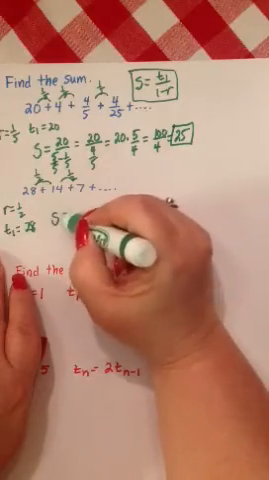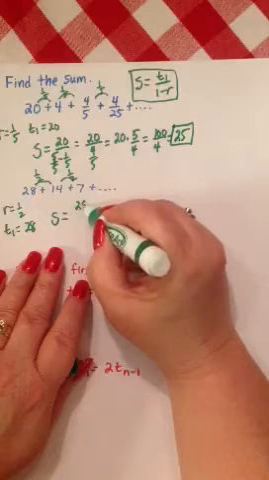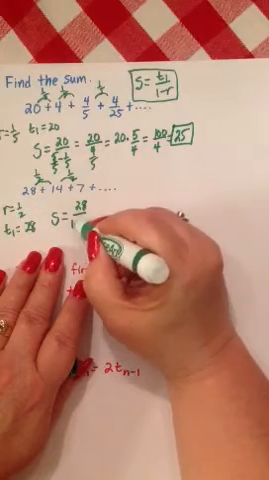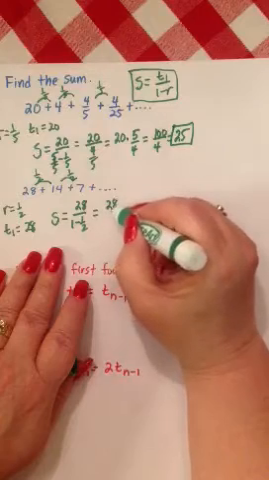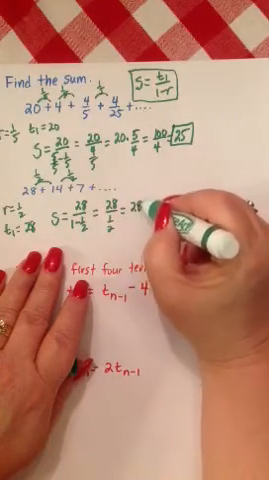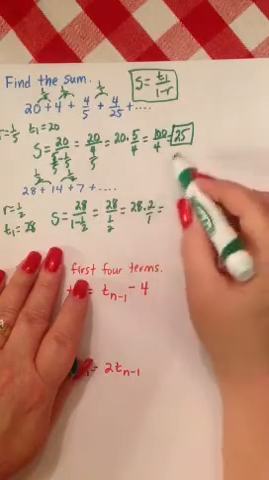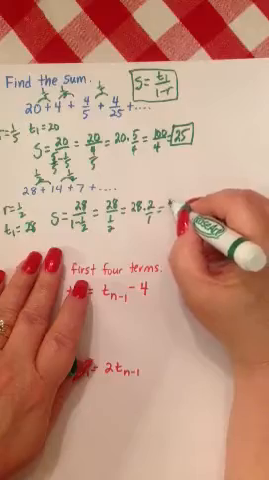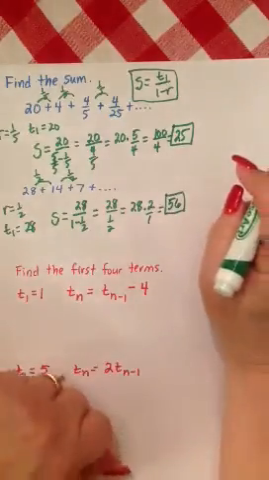So the sum will be equal to t sub 1, which is 28, over 1 minus 1/2, which is 28 divided by 1/2. Dividing fractions, easy as pie, flip the bottom and multiply, and 28 times 2 is 56. So there we find the sum.